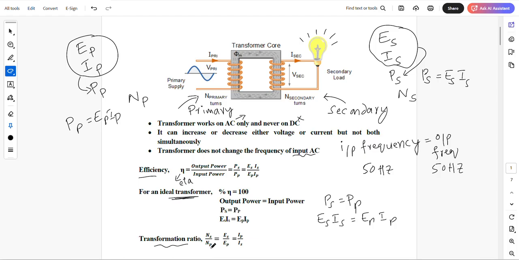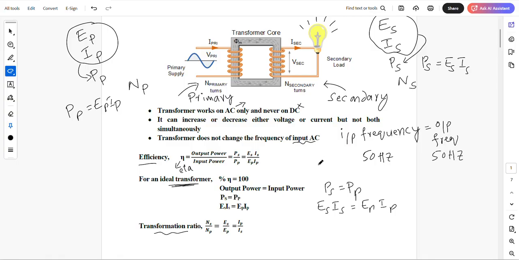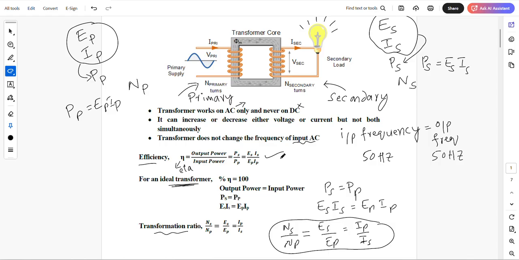It is given by NS by NP is equal to ES by EP, that is equal to IP by IS. You have to remember this one. Very, very important formula. NS by NP is called the transformation ratio, equal to ES by EP, and that is nothing but IP by IS. This is the formula that you have to remember. And you have to remember what is PP and what is PS, and the formula for efficiency of a transformer.